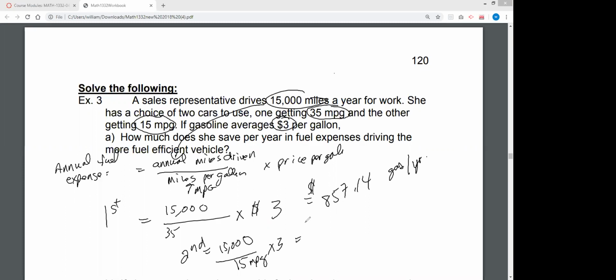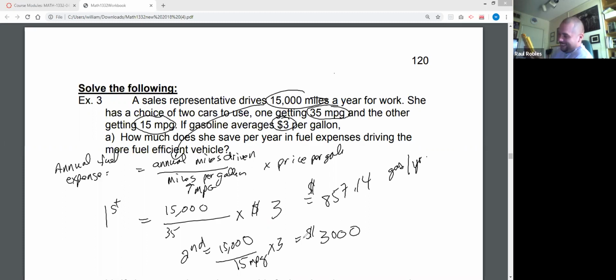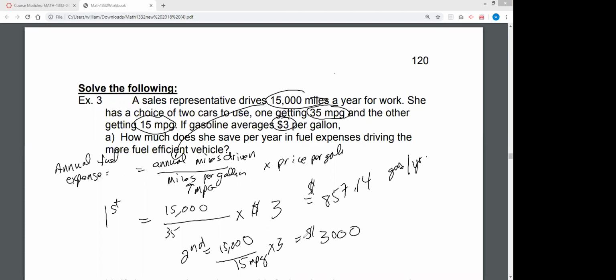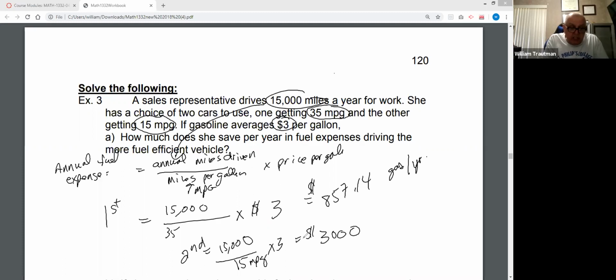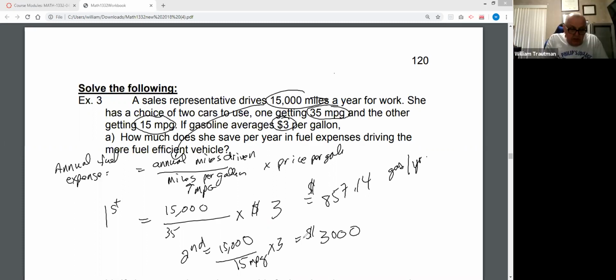So on your first one, I got 1285.71. Yes, I got something else too. Give me a second. I just realized. Well, let me check it again because for some reason I got 3,000. Let me try it again. 15,000 divided by 35 times 3. I got something different too. I just noticed a big difference in it. I definitely did something wrong there. That's what I got. Yep.